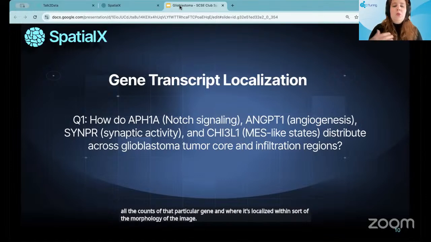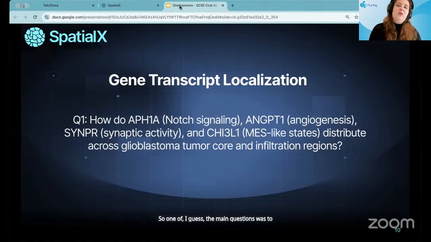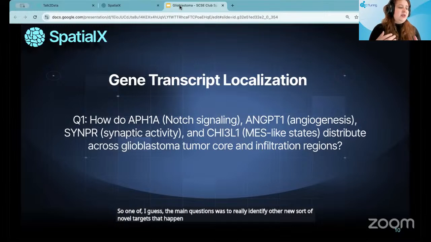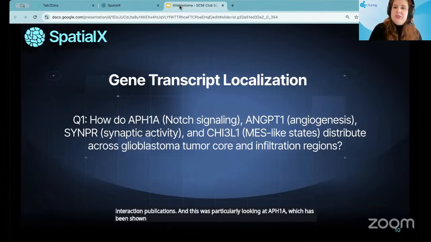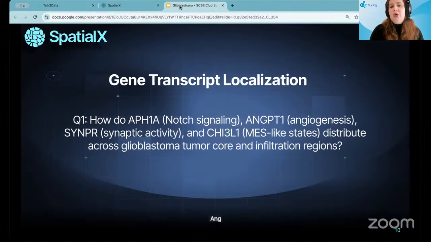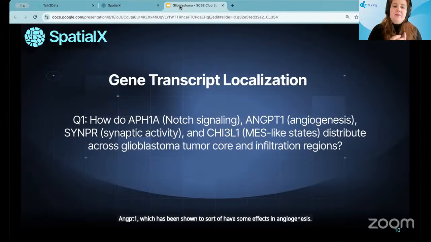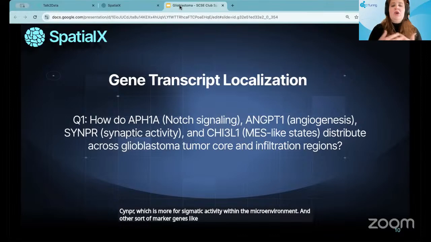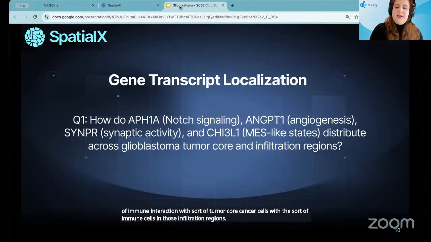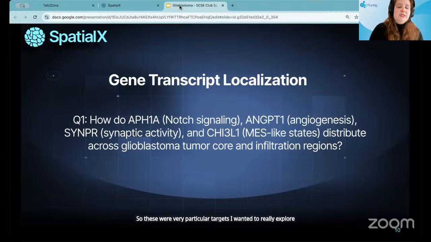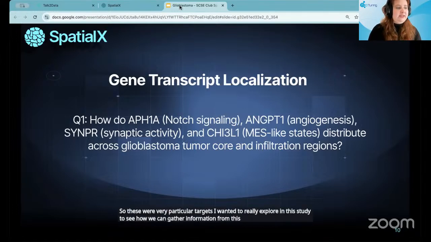One of the main questions was to identify novel targets that have been used as evidence in other cancer neuron interaction publications. This was particularly looking at APH1A, which has been shown to be quite important in NOS signaling pathways, ANGPT1, which has been shown to have some effects in angiogenesis, CYNPR, which is more for synaptic activity within the microenvironment, and other marker genes like CD68, which has also been shown for immune interaction with tumor core cancer cells compared with the immune cells in those infiltration regions. These were very particular targets I wanted to explore in this study to see how we can gather information from this gene transcript localization feature.